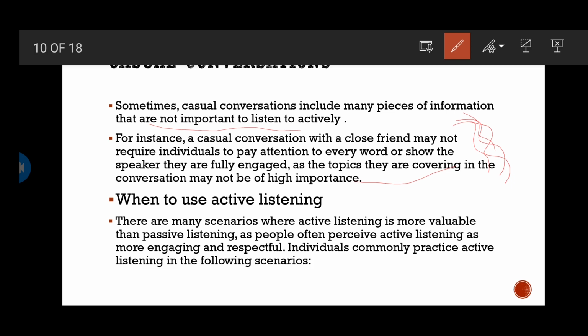While coming to active listening, this is the major important part. First you should know where to perform active listening and how to perform it. When to use active listening? There are many scenarios where active listening is more valuable than passive listening, as people often perceive active listeners to be more engaged and respectful. Individuals commonly practice active listening in the following scenarios.